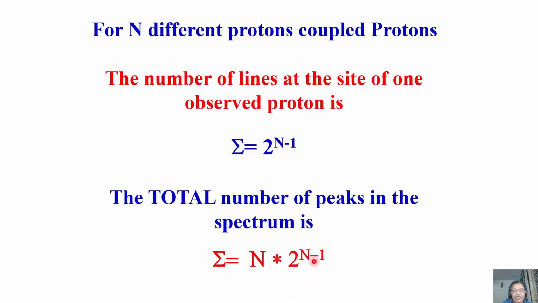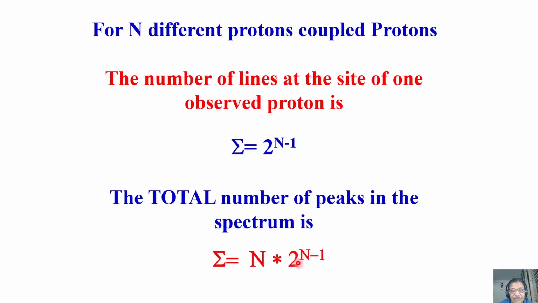Now take the example of 3 spins. When n is equal to 3, 3 minus 1 is 2. What is 2 square? 4. 4 into 3, 12. So when 3 protons are coupled, you get 12 lines, 4 for A, 4 for M, 4 for X. That's what we observed.